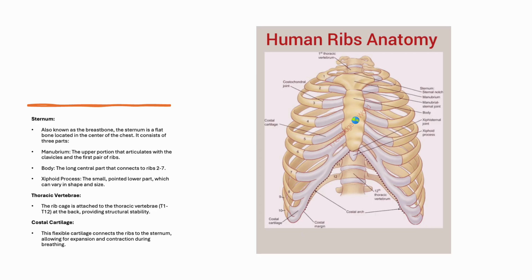Then you have vertebral. I'm discussing thoracic vertebrae because the rib cage is attached to the thoracic vertebrae T1 to T12. So all of the T's are attached to the thoracic vertebrae when I'm discussing it. Okay. The costal cartilages, these flexible cartilages connect the ribs to the sternum, allowing for expansion and contraction during breathing.